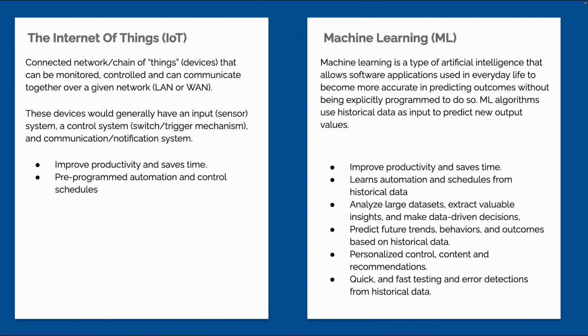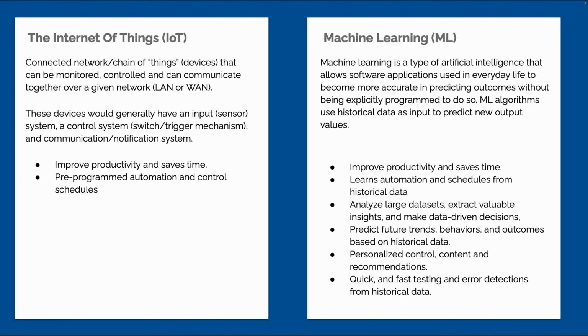Now, adding machine learning into this, a simple definition of machine learning is a type of artificial intelligence that allows software applications used in everyday lives to become more accurate in predicting outcomes without being explicitly programmed to do so. So ML algorithms generally use historical data as input to predict new values or new output, right? Machine learning generally also helps improve productivity and save time.